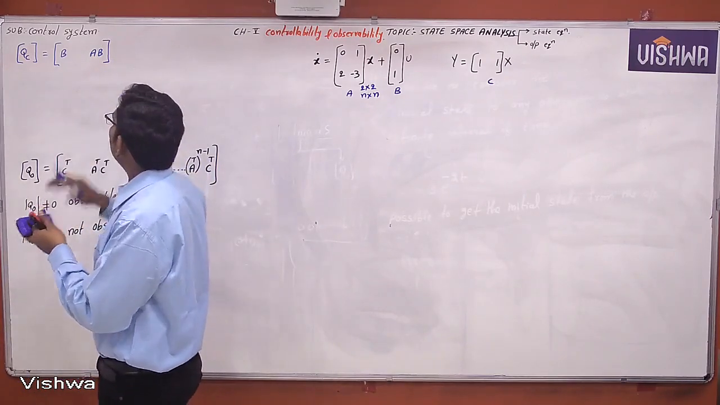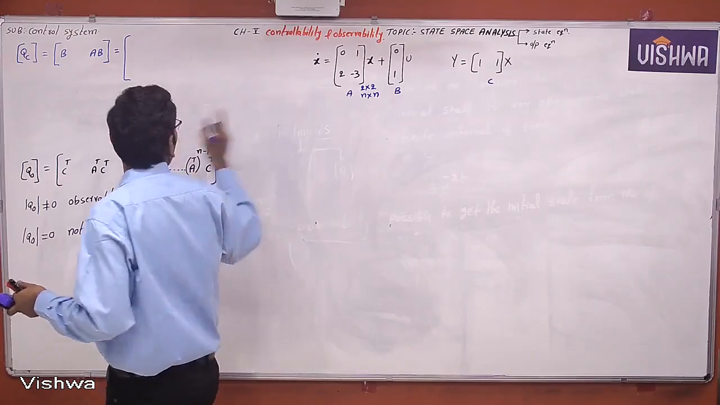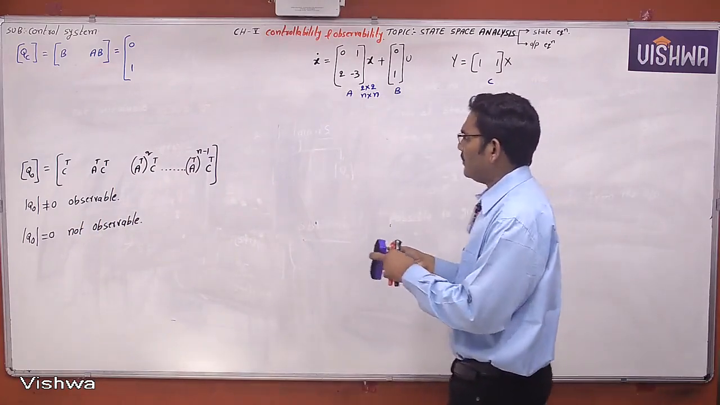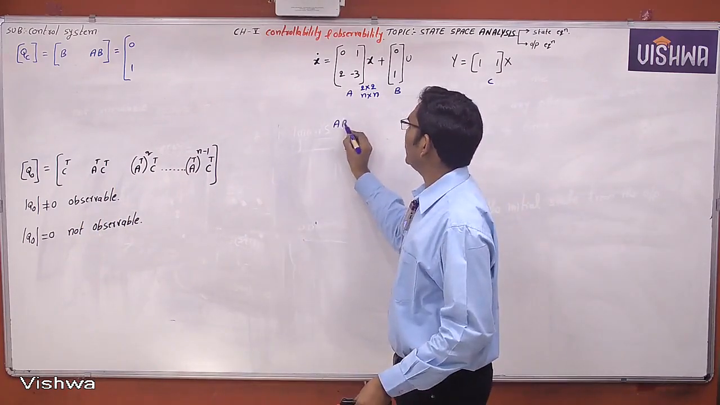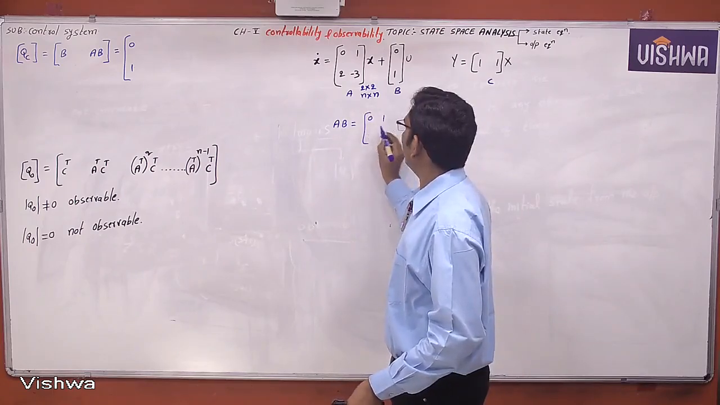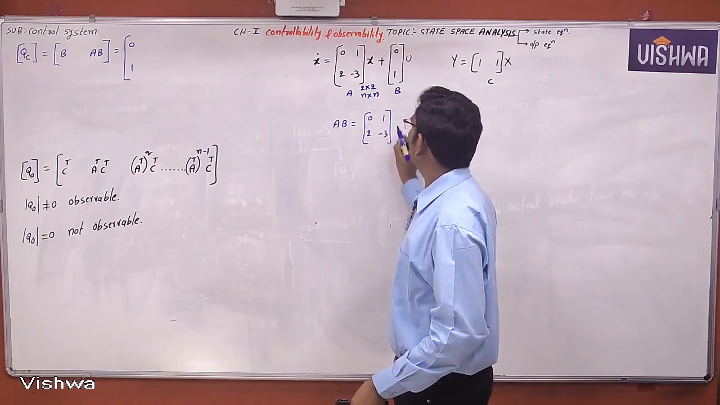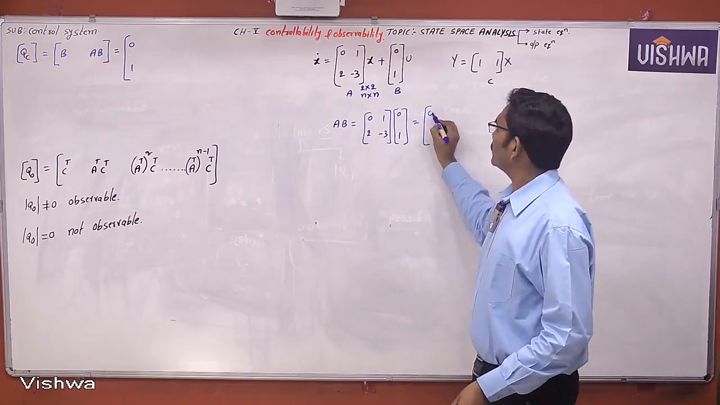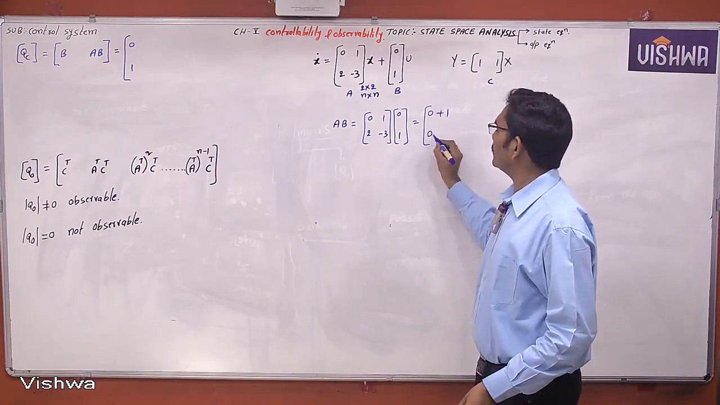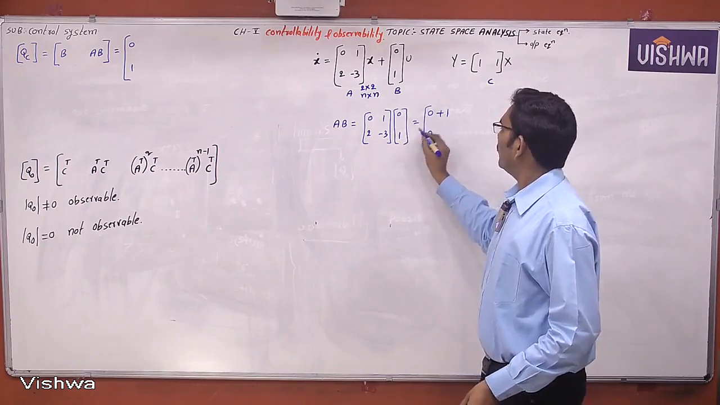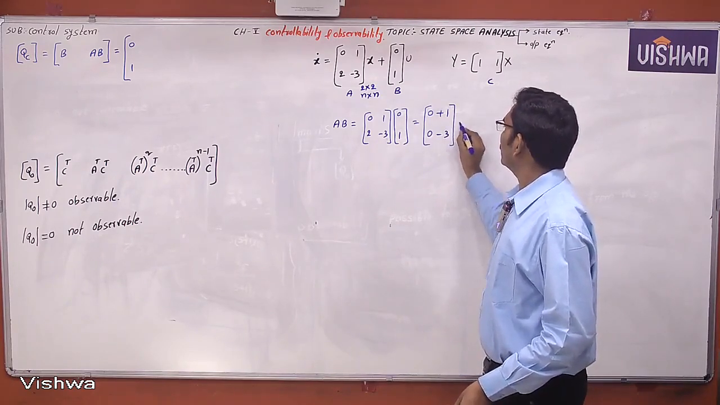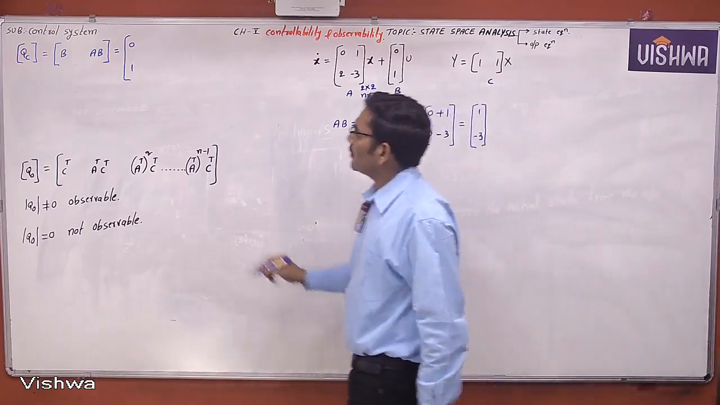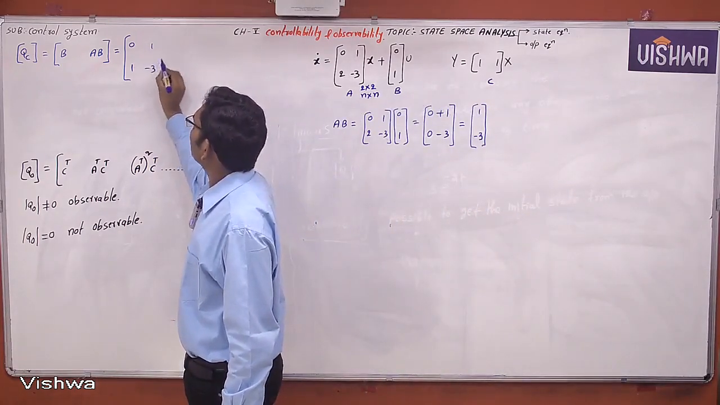Now, what is the B matrix? B is nothing but [0, 1]. First we want to find AB. What is AB? A into B, which is [0, 1; 2, minus 3] times [0, 1]. Therefore 0 into 0 plus 1 into 1 gives 1, and 2 into 0 plus minus 3 into 1 gives minus 3. So AB is [1, minus 3].